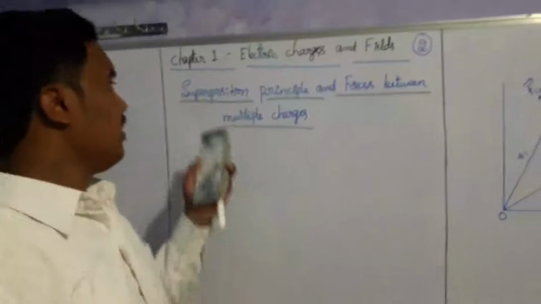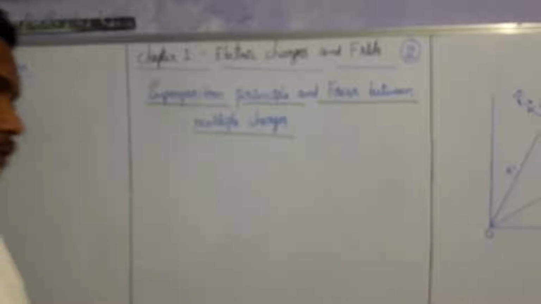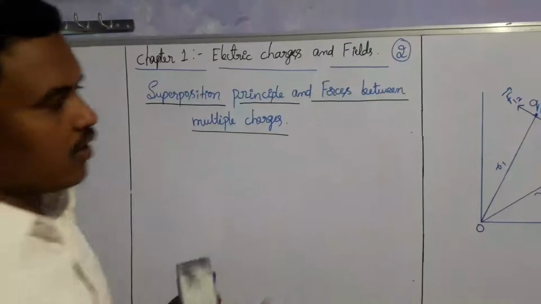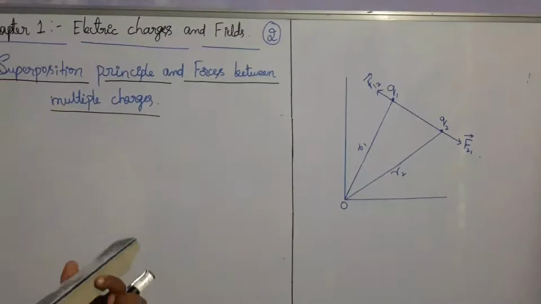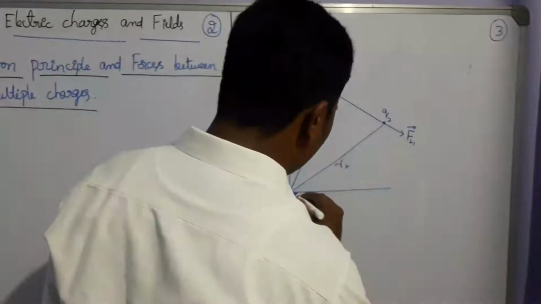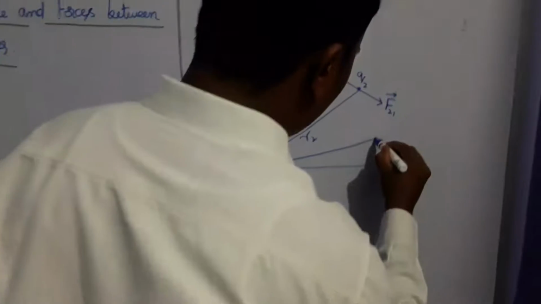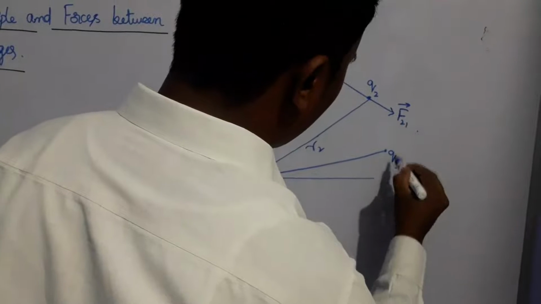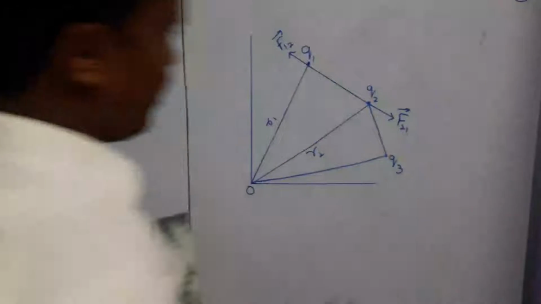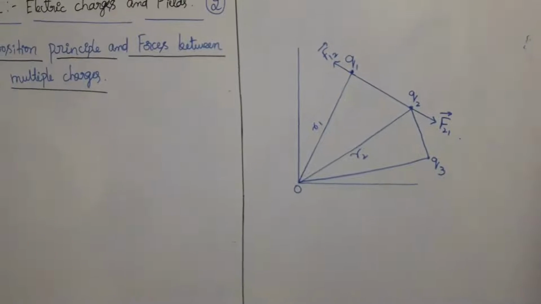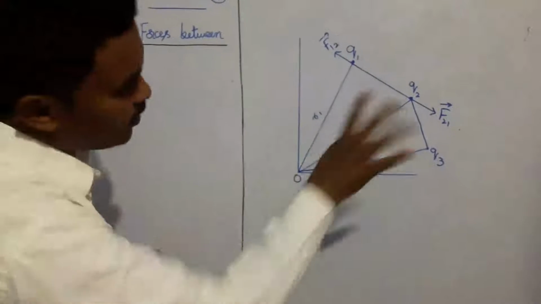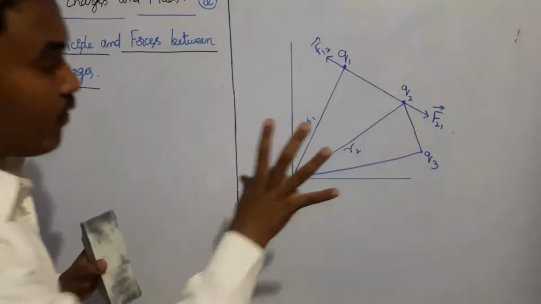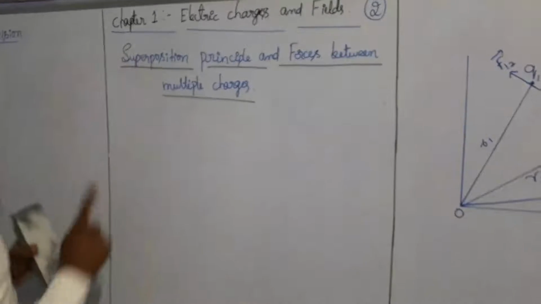Next concept, we will move to the superposition principle and forces between multiple charges. By using Coulomb's law, we have discussed the forces between two charges. Now consider one more charge, Q3, in the system. Means in a system there are n number of charges. How the forces between those charges will act, we will see. That we will derive by using the superposition principle.